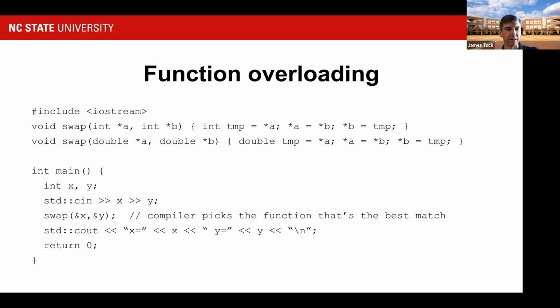Now, the really neat thing about this code is the compiler figures out which function is best to call. It knows that it's being passed two integer pointers. And so it looks at the two versions of swap that it has, and it says, okay, which version of swap is the best one to call? Well, obviously, the version of swap that takes two integer pointers is better for this case than the version of swap that takes two double pointers. So it's going to call the first implementation of swap here.